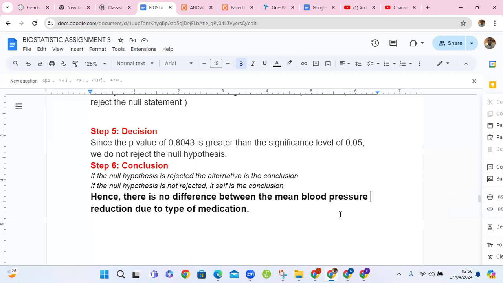And just to reiterate, we did not reject the null because the p-value is greater than the significance level.